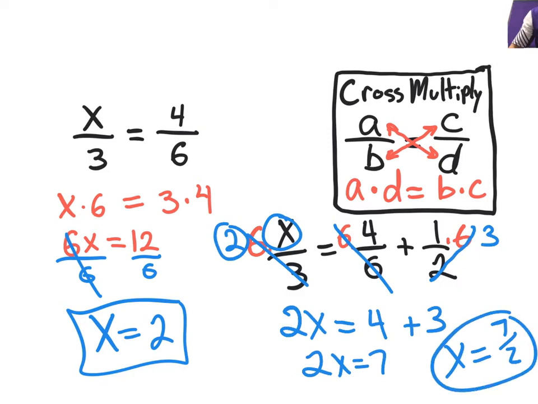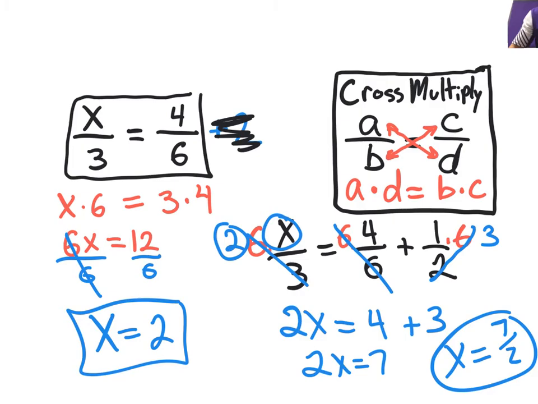You can only cross multiply when you have a proportion, when you have only one fraction equaling another fraction. Again, if you have anything else, even if you have a plus 2 over here, you can't cross multiply. You can't do the cross product. It has to be a proportion where you have one fraction equaling another fraction.